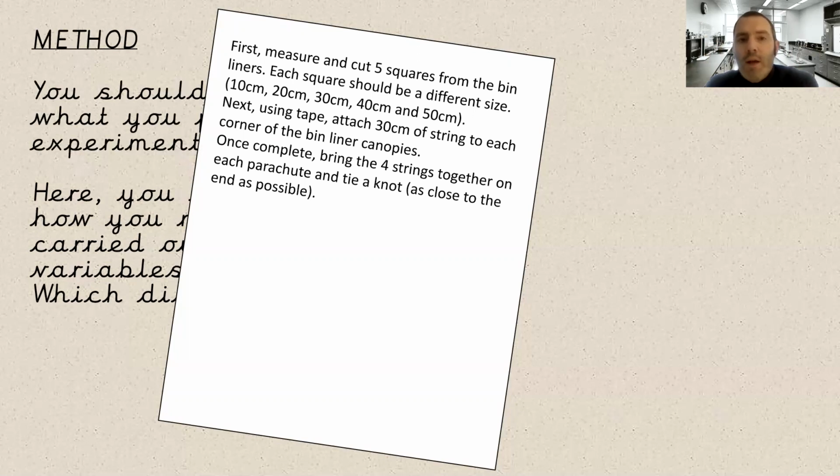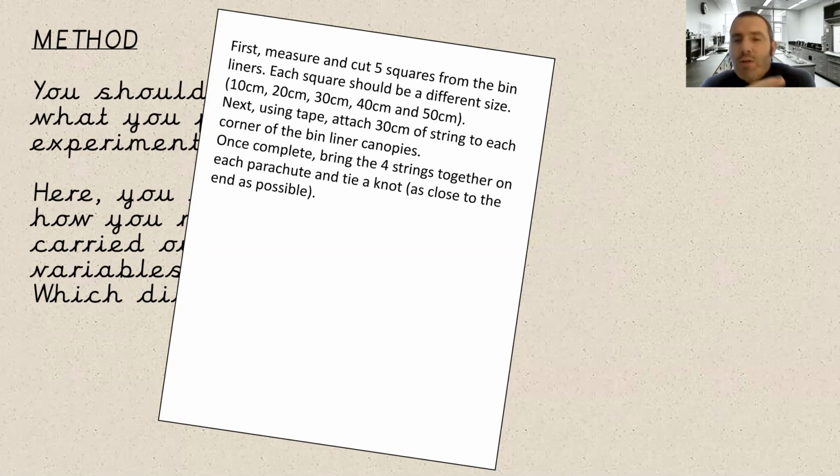Once complete, bring the 4 strings together on each parachute and tie a knot as close to the end as possible. Now, tying 4 pieces of string together into a knot could be quite difficult. So if you connect them in a different way, you might say, actually, I'm not going to use that. I'm going to wrap tape around them to hold the ends together. That would be in your version.